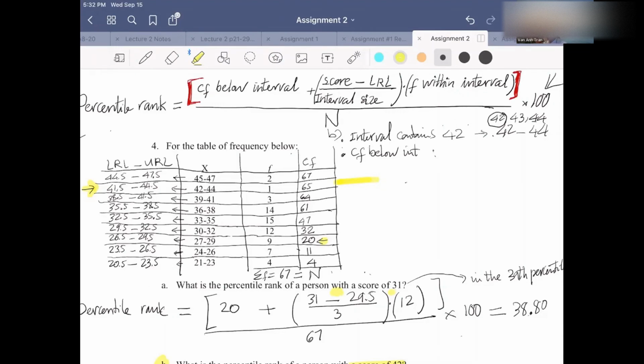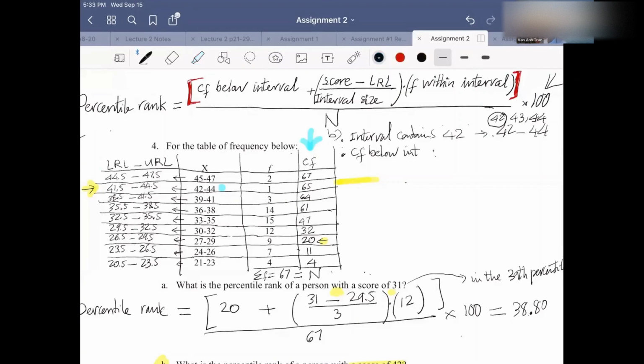You guys said that it's 32? Am I looking at the wrong one? 42 to 44. Cumulative frequency below that interval is what, everyone? The interval, here I'm pointing it out again for you so that you can see it better. The interval that we're looking at is this one, everyone, 42 to 44. So the cumulative frequency that you have to look at is in this column. So which cumulative frequency is below that interval?